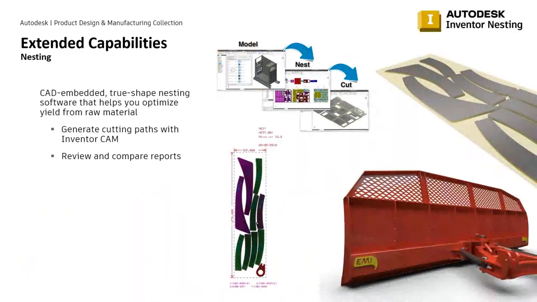When you have multiple flat components that come in different shapes and sizes, it definitely can be a challenge to create a nested layout that produces a minimal amount of material waste. Autodesk Inventor Nesting is an integrated nesting software that helps you optimize yield from raw material. So, nesting studies can be created and then updated to reflect any changes to your design. You can easily compare nesting studies to optimize efficiency and use Inventor CAM for the laser cut toolpaths.